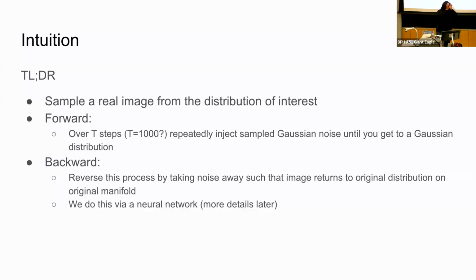So what's our basic intuition of this? We sample a real image from our distribution of interest. So let's say we wanted a cat photo. We take the cat photo. Oh, sorry.